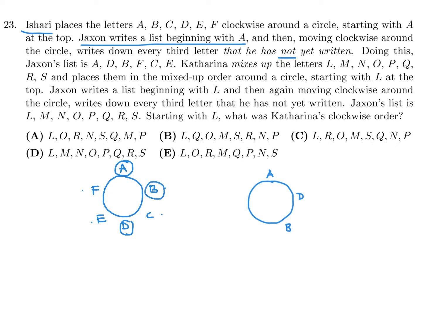So B is done. And then every third letter, C, E, F. So the next one is going to be F. F is gone. Next third letter, C, E, back to C. And then there's only E left, so obviously that's the last thing. So that's the order: A, D, B, F, C, E.